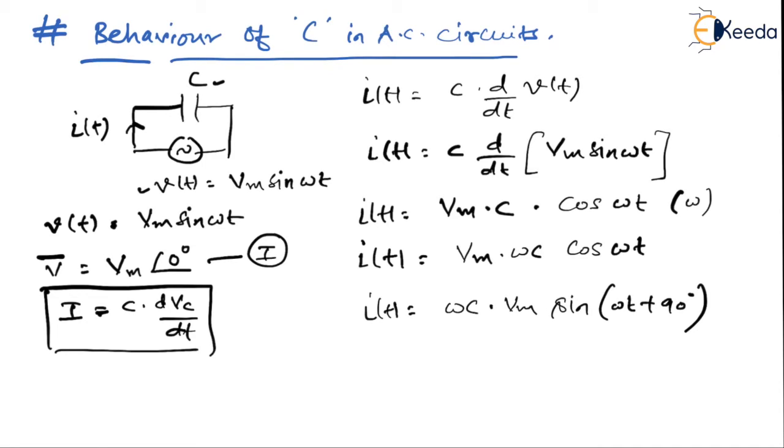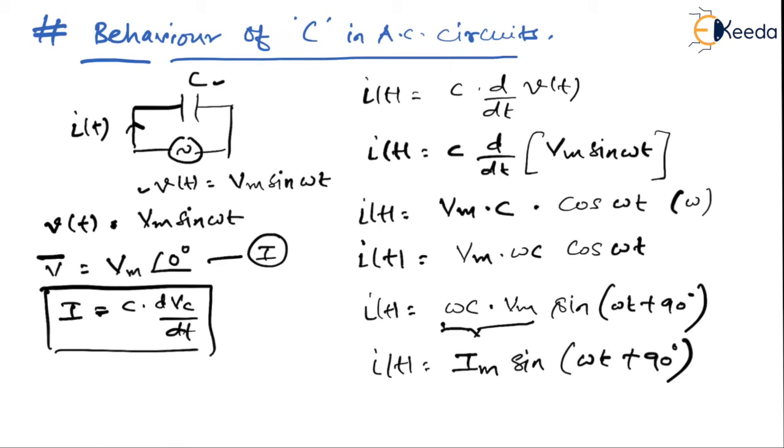Again, since this is i of t and it is in sinusoidal form, this first part can be considered as peak value of current. So I can represent this as Im sine of omega t plus 90 degree, or I can now have I vector as Im at an angle of positive 90 degree. So as you can see, equation number 1 gives you V vector and equation number 2 gives you I vector.